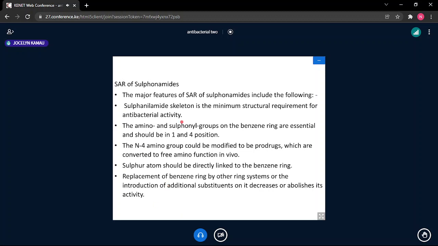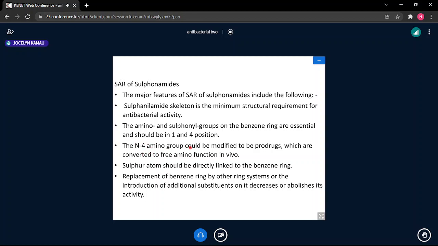So the major features of the SAR of sulfonamides include the following. The sulfanilamide skeleton is a minimum structure requirement for antibacterial activity. The sulfanilamide is an NH2, SO2NH2, and a benzene ring. That's the sulfanilamide. That is the basic structure you must have. The amino and sulfonyl groups on the benzene ring are essential and should be in position 1 and position 4. The N4 amino group could be modified to be prodrugs. So the 4 amino group, so you're still using the same naming system.